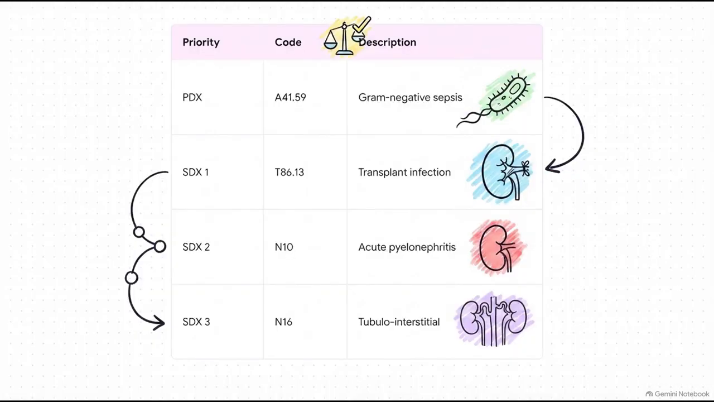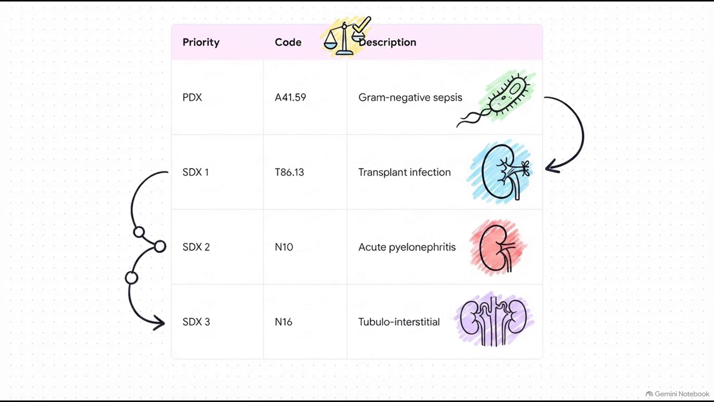Well, here is your precise audit-proof sequence. First up, your principal diagnosis absolutely must be A41.59 for that Klebsiella sepsis. Then, you're going to follow that up with your secondary diagnoses in this exact order: T86.13 to capture the kidney transplant infection, followed by N10 for the acute pyelonephritis, and finally N16 for the renal tubulointerstitial disorders.